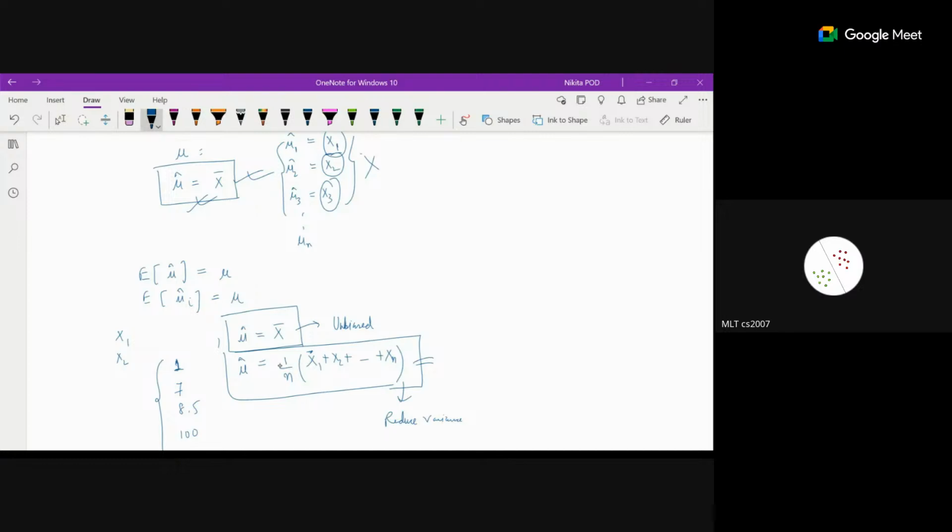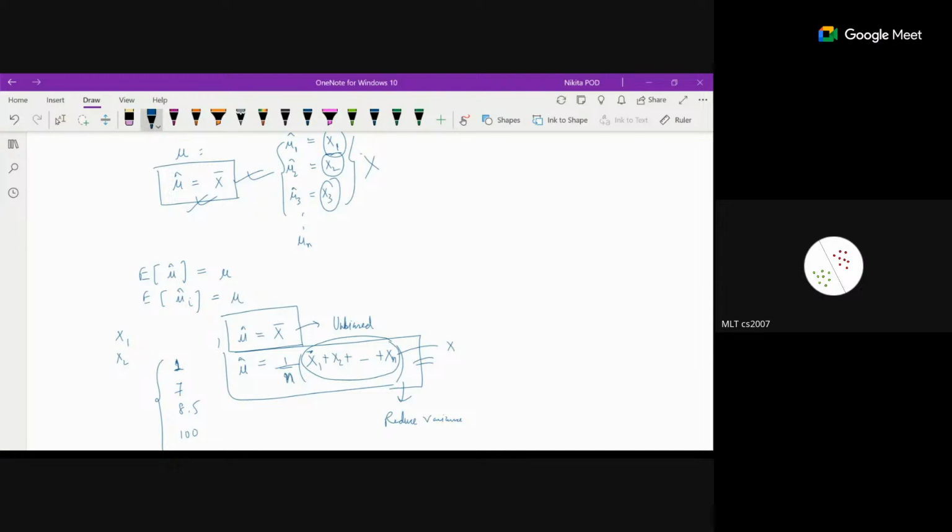Because you know what the variance of this is. In this case, what you are doing is you are adding all the terms, right? And you're also dividing it by n. So in a sense, it will reduce the variability. Like this is one sample you observe, you get some sample mean. Another sample you observe, you will get another sample mean.